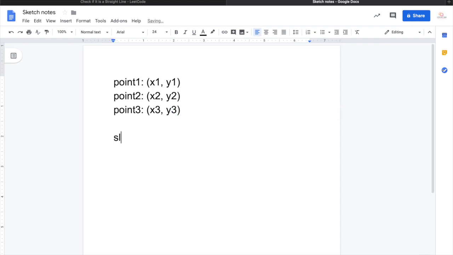How do we calculate slope? We'll call it k. The slope that's decided by point one and point two, how do we calculate that? It is basically y2 minus y1, divided by x2 minus x1. This is the slope k. We'll call it k1, I guess, that's decided by these two points.